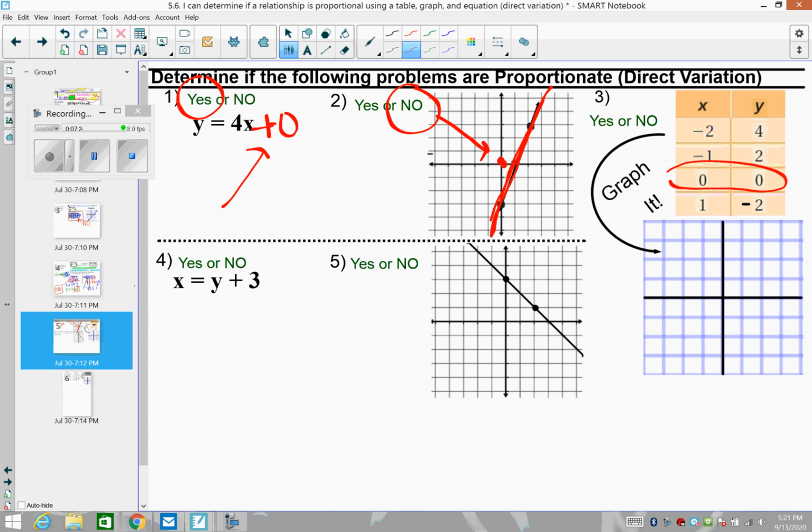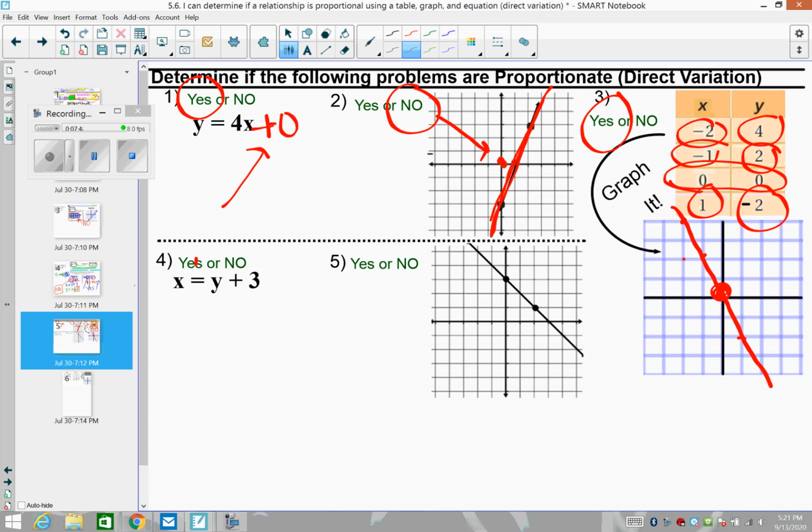Number 3 says to graph it. Or I can see right there that 0, 0 is going to be on that graph. It's going to land somewhere in there. I will graph it quick though. Left 2, up 1, 2, 3, 4. Left 1, up 2. Right 1, down 2. And you can see that it does indeed go through the origin, so this would be a yes.